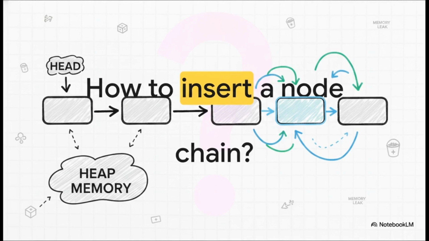But before we go, I want to leave you with a bit of a provocative thought. Now that we know our nodes are physically scattered across the heap, connected only by these thin little wires, how do you think we'd insert a brand new node right into the middle without breaking the rest of the chain? Think about the pointer gymnastics required to pull that off.